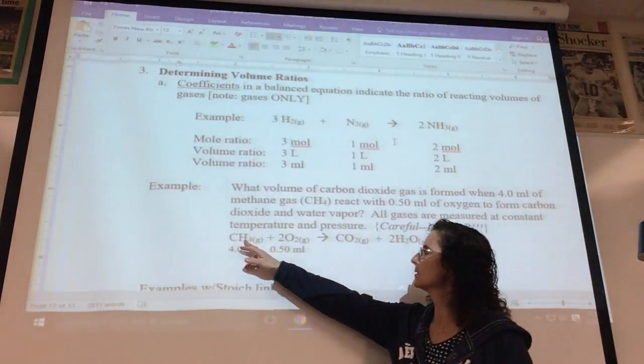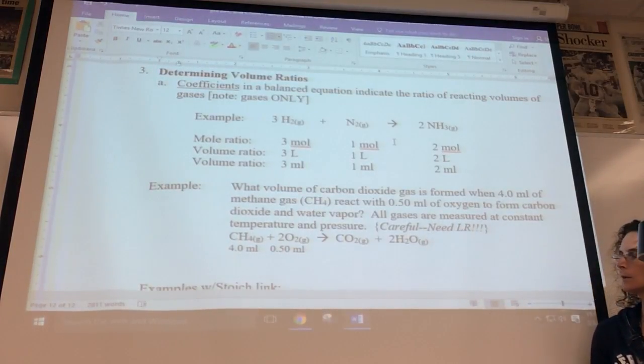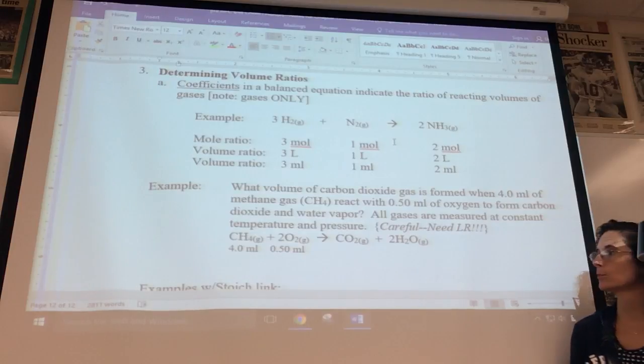If you have 4 mils of this and half a mil of that, what must be your limiting reagent and why? Without dividing by coefficients and the whole thing. Has to be oxygen. Why? There's less of it stoichiometrically, so that is important.